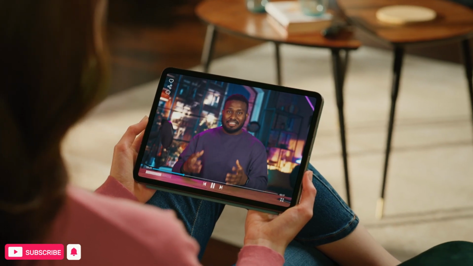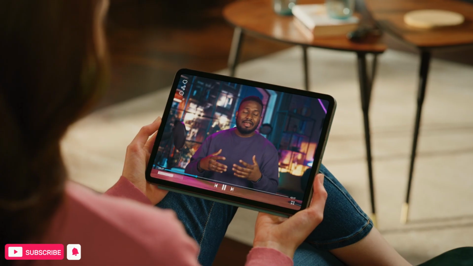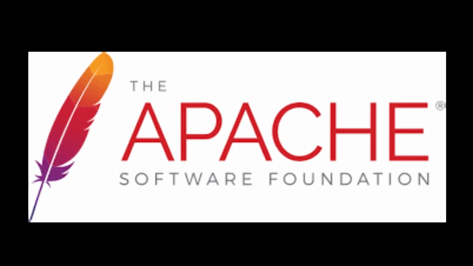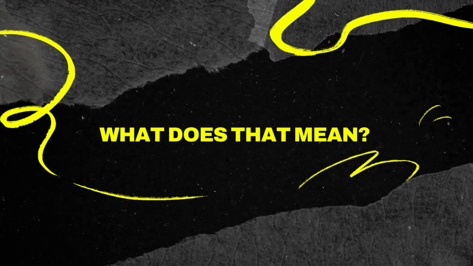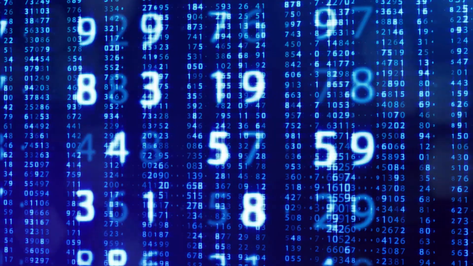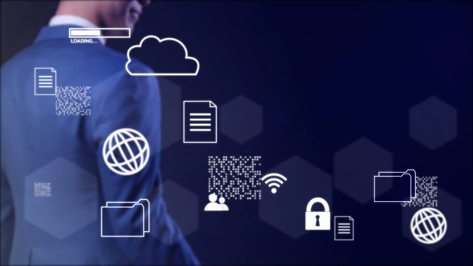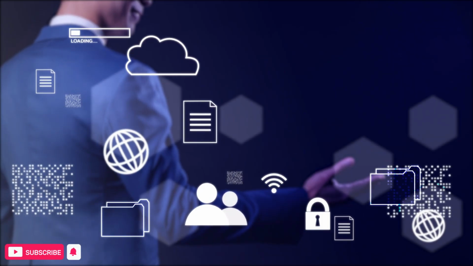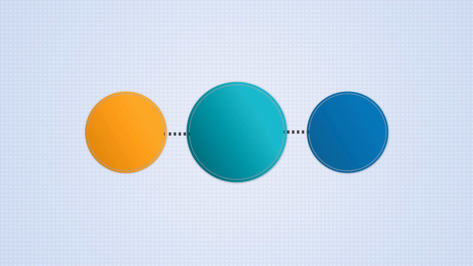Kafka is a distributed streaming platform, originally developed by LinkedIn and now maintained by the Apache Software Foundation. But what does that mean? In simple terms, Kafka is a tool that helps handle large amounts of data in real time. It's like a super efficient post office for data, where messages are constantly being sent, stored, and delivered. Let's break it down with a flow diagram.